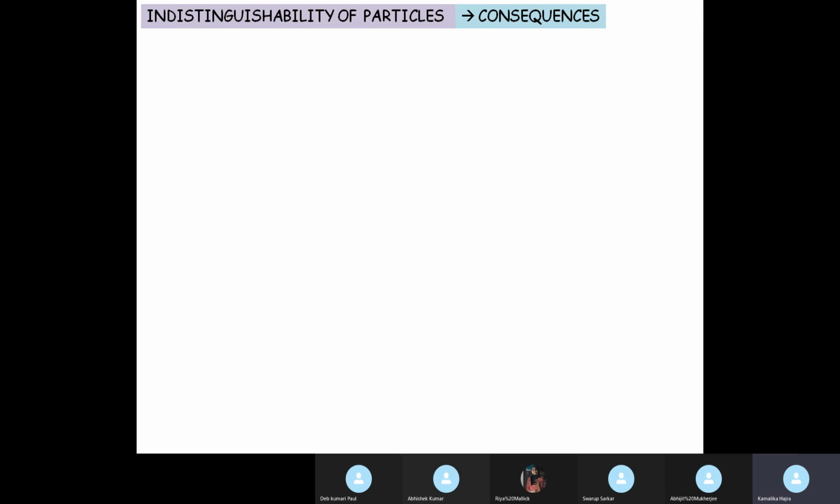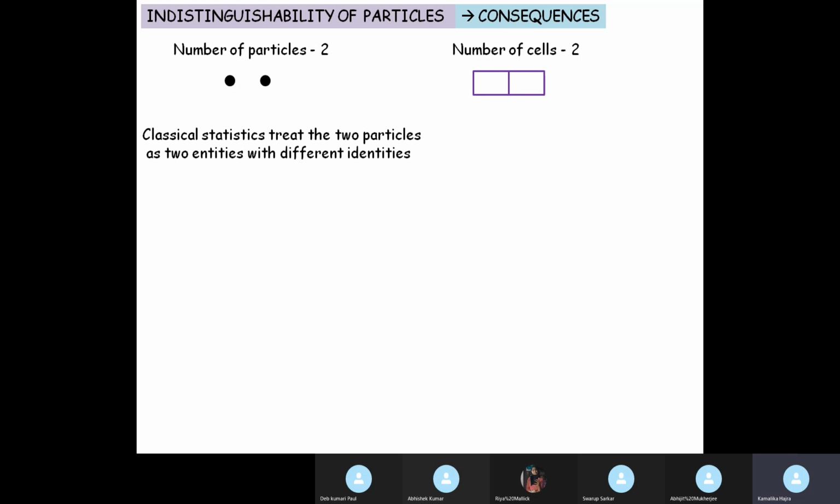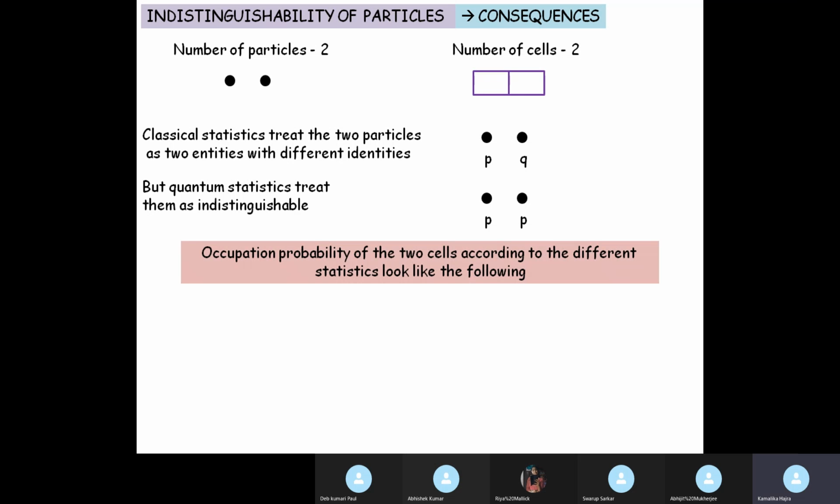So what is the consequence of indistinguishability of particles? Suppose the number of particles is 2, and the number of cells is 2. Classical statistics will treat the 2 particles as 2 entities with different identities. So this is particle A and this is particle B, or particle P and particle Q. But quantum statistics will treat them as indistinguishable. Both are P or both are Q. So the occupation probability of the 2 cells according to the different statistics will look like the following.